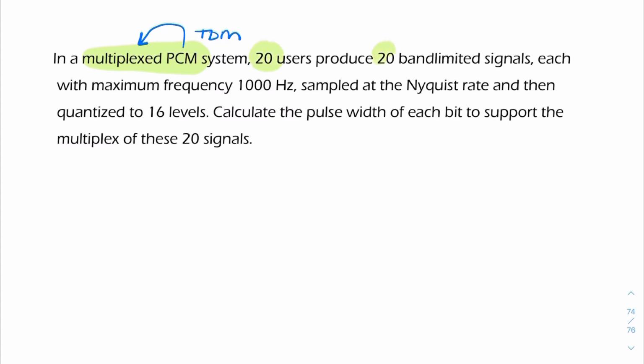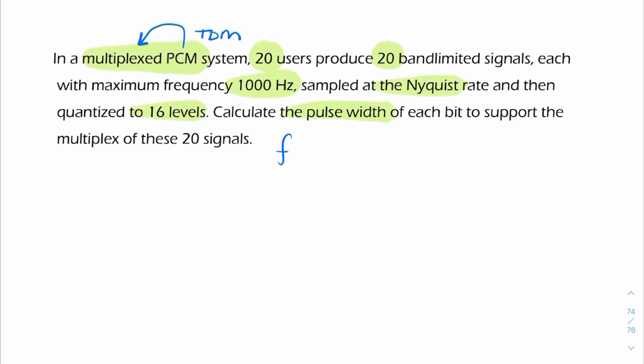We're given that we have 20 signals, and each signal has the same bandwidth of 1 kilohertz. We're told that it's sampled at the Nyquist rate, and the quantizer has 16 levels. And the question is, how wide do the pulses need to be?